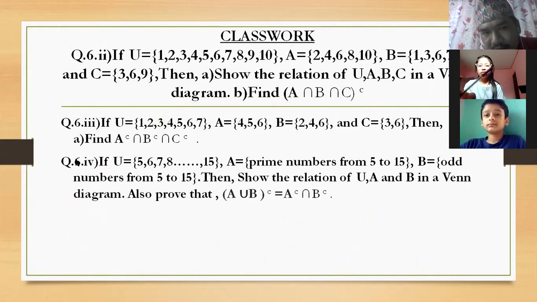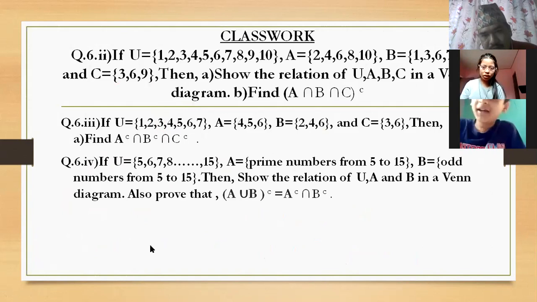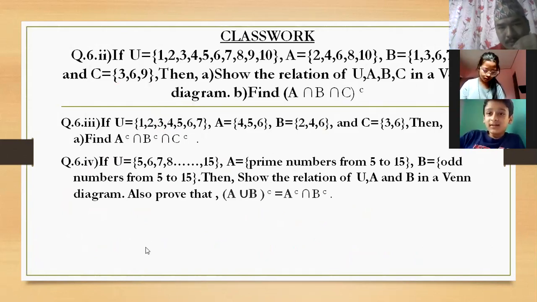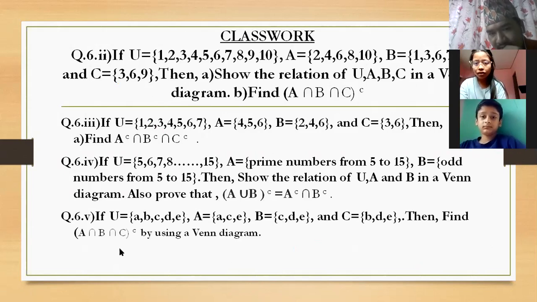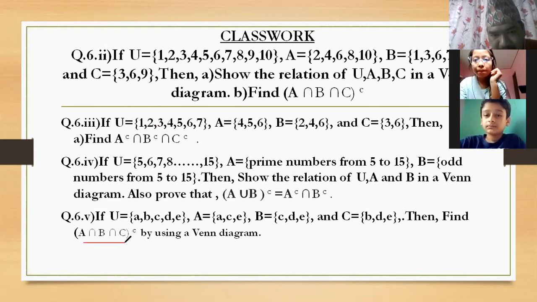Let's do question number 6 IV. Okay, children, look here. Each solution I have already done here. Okay, I will show you. Before that, I want to show you 6B. What is 6B here? What will you do there? First of all, you will find out A intersection B intersection C complement.